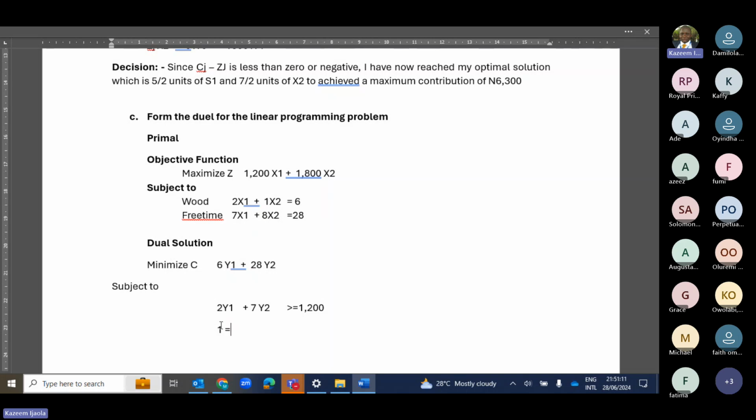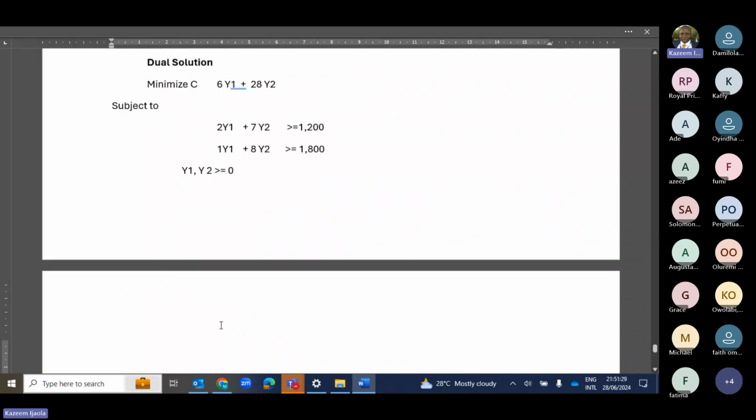1800. So once you have done it like this, you now state your non-negativity, which is y1, y2 must also be greater or equal to 0. Then solve simultaneously, and you are done.